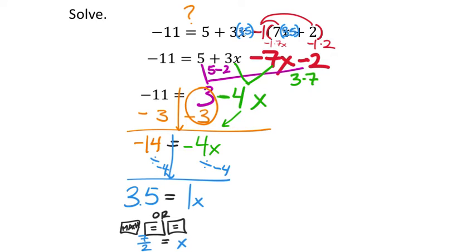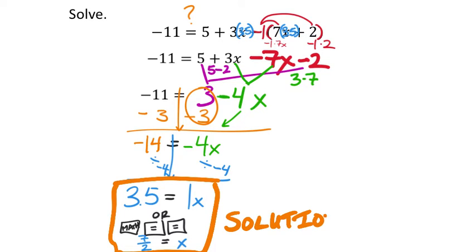I do get negative 11 right there. So I can see here that I do have the solution to the equation. Either one of these work. Remember, they're the same exact solution. They're just shown in different formats. One's a decimal, one's a fraction.